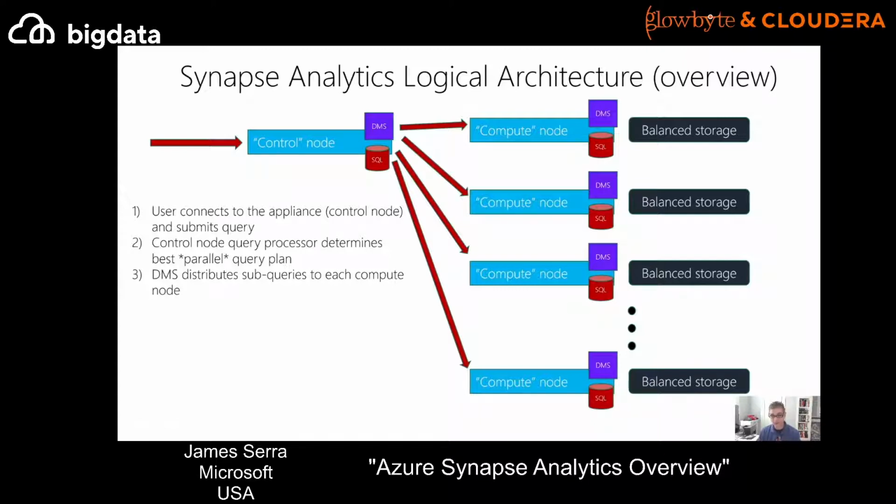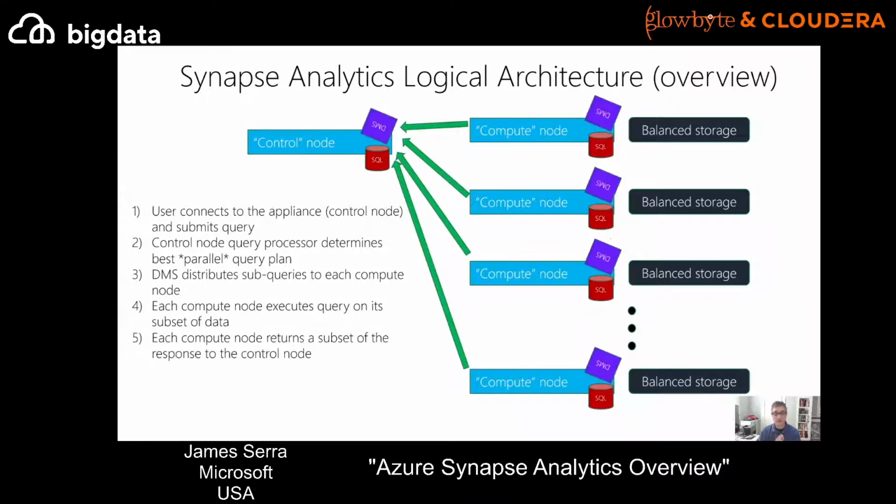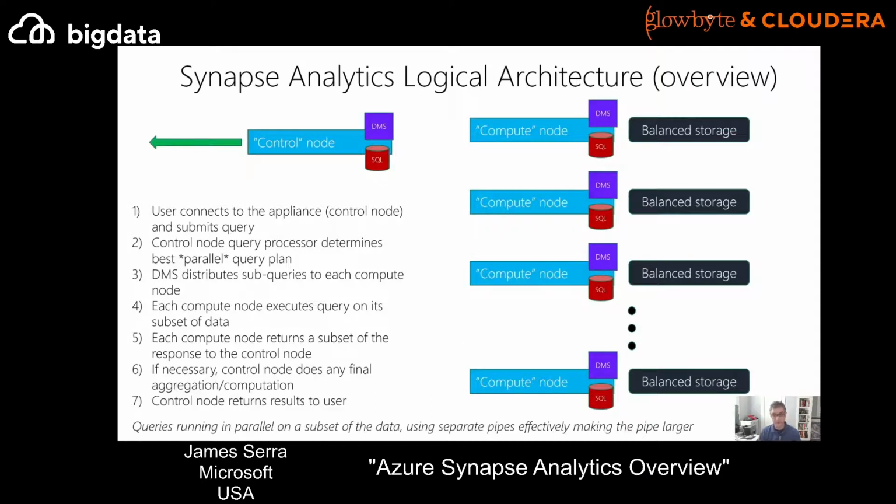It all runs locally in these compute nodes, and then it returns a subset of the data back to the control node, where it gets combined and sent to the end user. So the more compute nodes I have, the more pieces are distributed over storage, and the more queries I run in parallel. This can allow for those 20 to 100 times faster queries. And all this complexity is hidden from the end user. They're not aware of all these compute nodes behind the scenes. They just see the control node like they do with regular SQL Server.